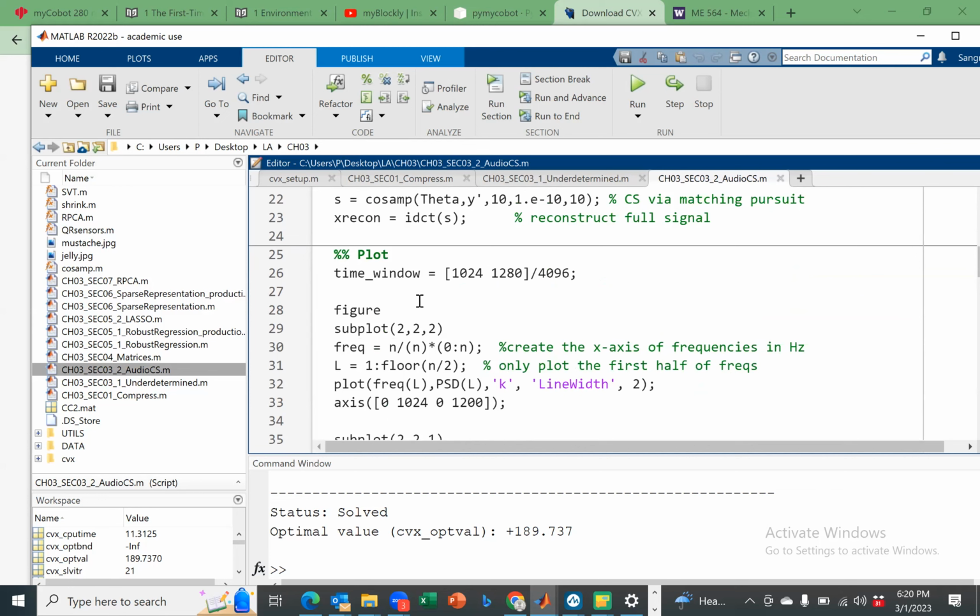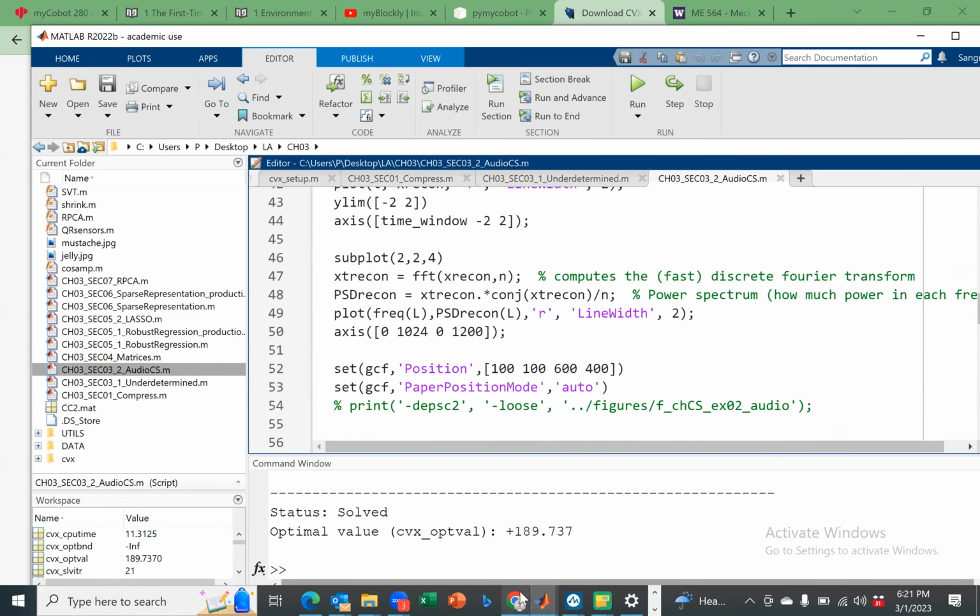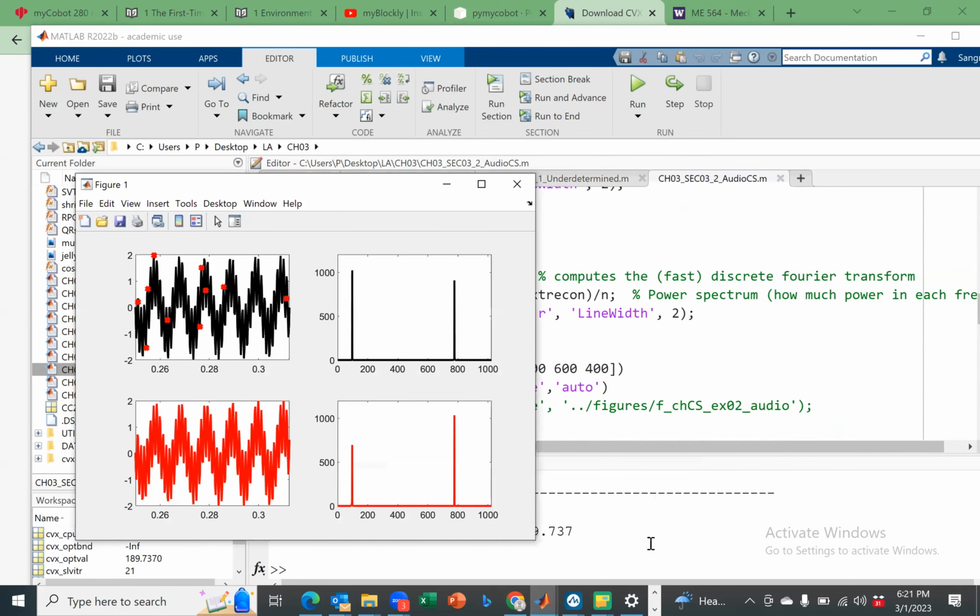And this is where you can find the PSD of the original signal, and compare that with the PSD of the compressed sensed signal. And as you can see, once you run this code, these are fairly accurate. Everyone understood this?